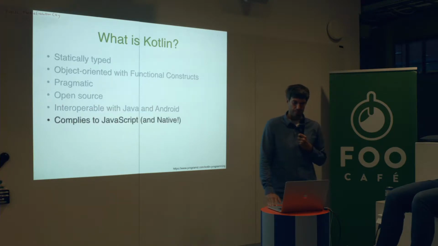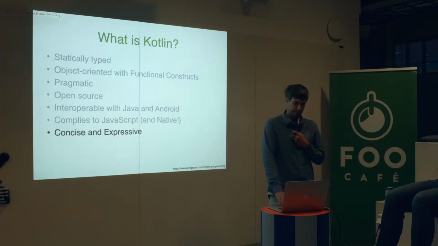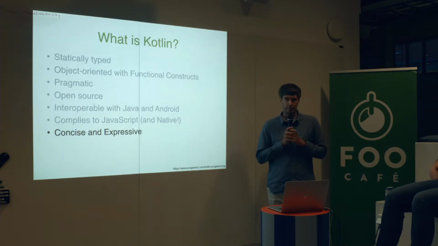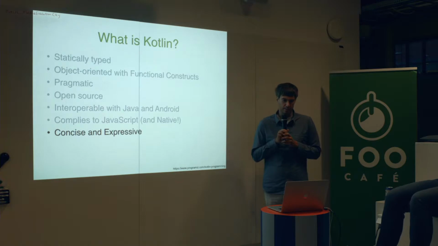But it also compiles to JavaScript and to native as well. I've never tried either JavaScript or native, so I don't know how well it works, but it's supposed to work. And Kotlin is also concise and expressive, especially if you compare it to vanilla Java. And this means that it's easy for both a human being and a compiler to understand the language.